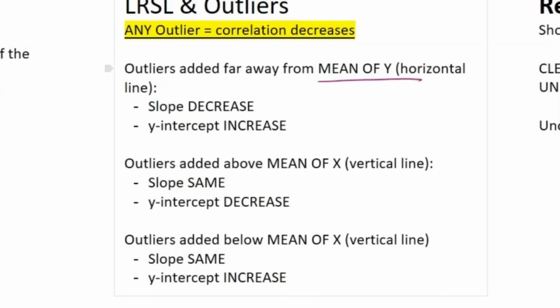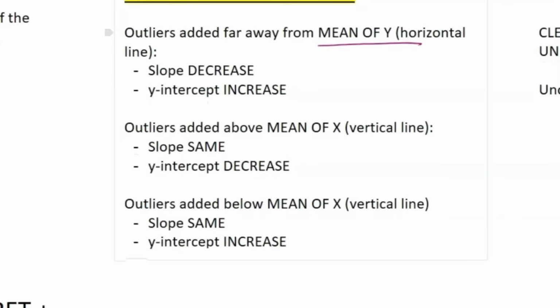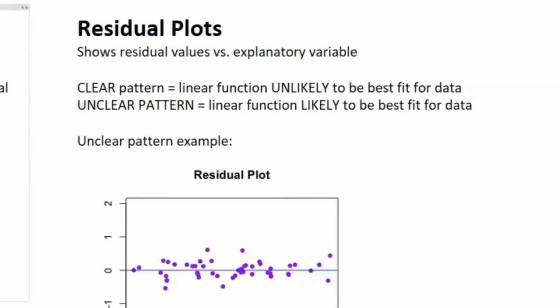If the outliers are added above the mean of x, so in this case a vertical line, your slope stays the same and your y-intercept decreases. If it is added below the mean of x on that vertical line, then your slope is going to be the same, and your y-intercept is going to increase in this case instead of decreasing. The last thing we're going to cover now is the residual plot.